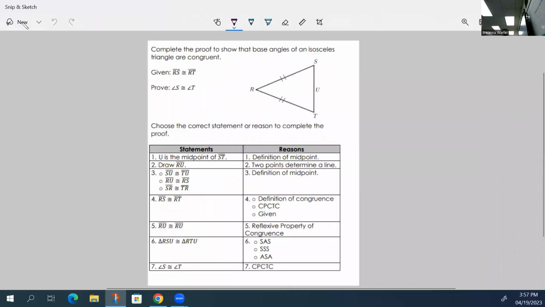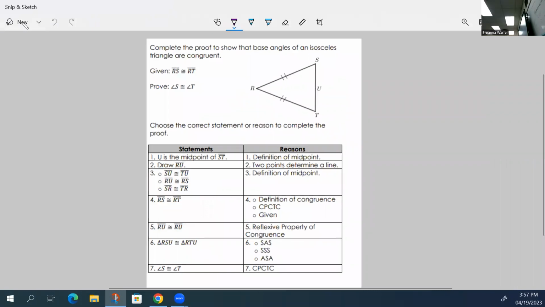Okay, so it says complete the proof to show the base angles of an isosceles triangle are congruent. So it's given that side RS is congruent to RT, and you need to prove that angle S is congruent to angle T. This is actually a really easy proof. It's kind of written weird, but the parts that you have to fill in are very easy. So it says U is the midpoint of ST. So they're telling you that that's the middle.